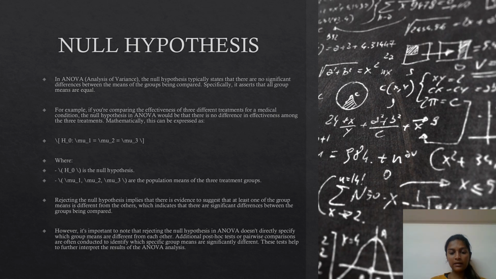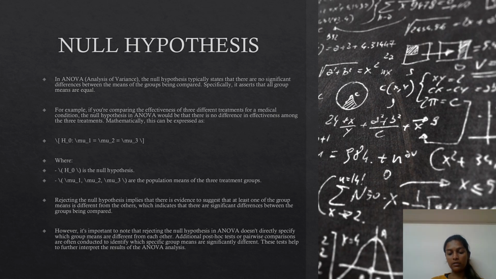In ANOVA, the null hypothesis typically states that there is no significant difference between the means of the groups being compared. Specifically, it asserts that all group means are equal. For example, if we are comparing the effectiveness of three different treatments for a medical condition, the null hypothesis in ANOVA would be that there is no difference in effectiveness among the three treatments. Mathematically, it can be represented as H0: mu1 = mu2 = mu3, where H0 is the null hypothesis and mu1, mu2, mu3 are the population means of the three different groups.